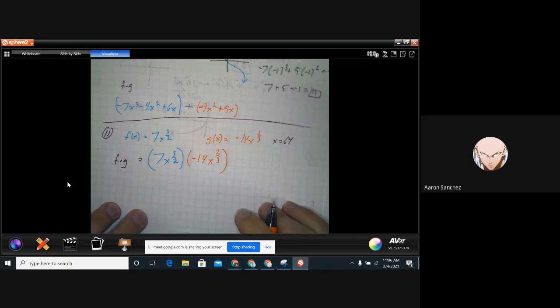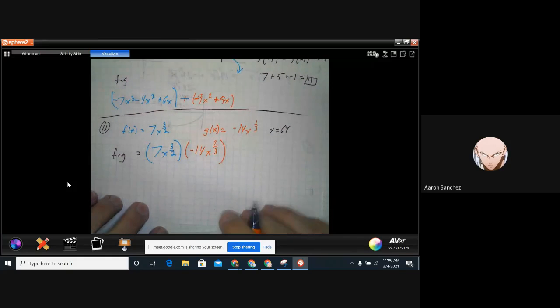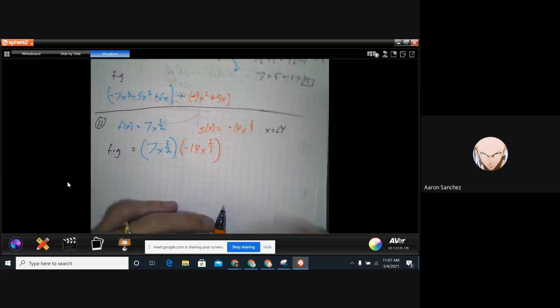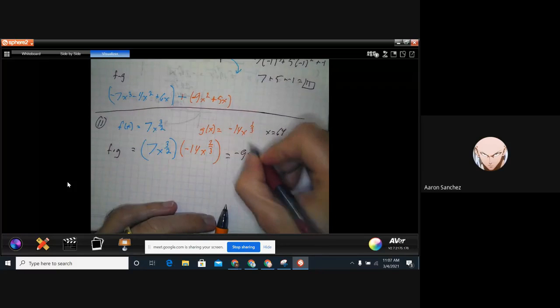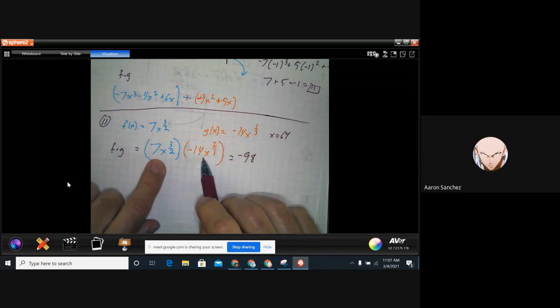So we multiply. What is 7 times negative 14? I'm going to use my calculator. I mean, I could calculate it out, but why not? Let's use technology. 7 times negative 14 is negative 98. So my answer is negative 98.